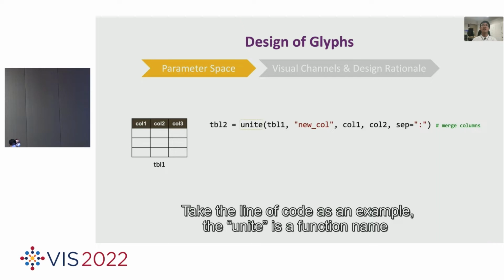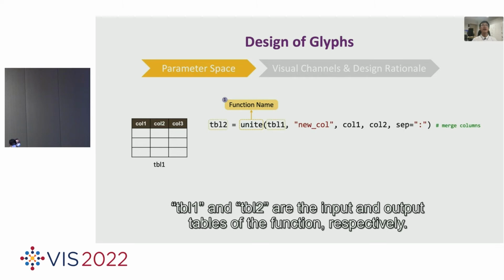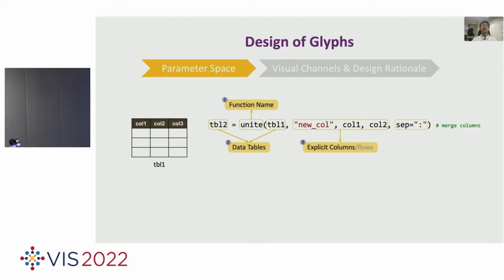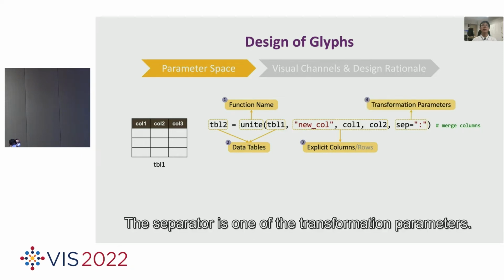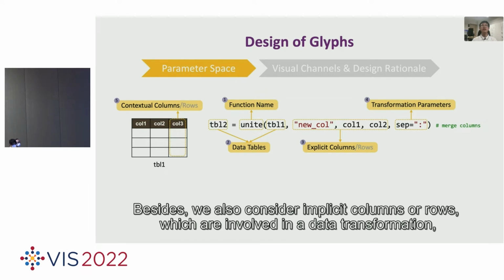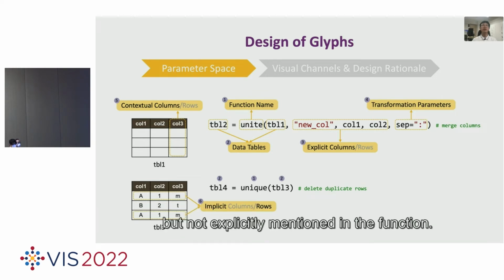Take the line of code as an example. The unite is a function name that reflects the transformation operation it targets. Table 1 and Table 2 are the input and output tables of the function, respectively. Those columns are explicitly mentioned in the function. The separator is one of the transformation parameters. And column 3 is a contextual column that is not involved in the data transformation. Besides, we also consider implicit columns or rows which are involved in a data transformation but not explicitly mentioned in the function.